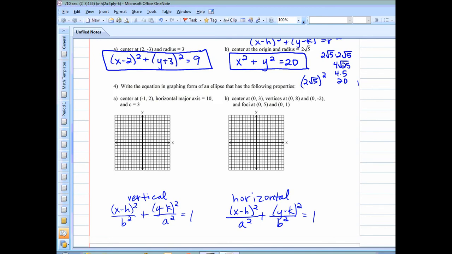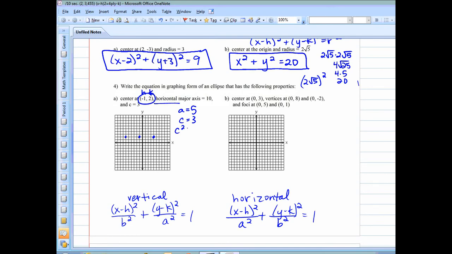So first off, if the center is at -1, 2, and the horizontal major axis, so we know it's horizontal, is 10. So that means that if I go a total of 10, I need to go 5 on either side. And that also tells me that A would be 5, which is half of the 10, because from the center to one vertex, that is the A amount. They tell us C, so I just rewrote that. And we do need to know our center. That's our H and K for our equation. But I need to know what b is.